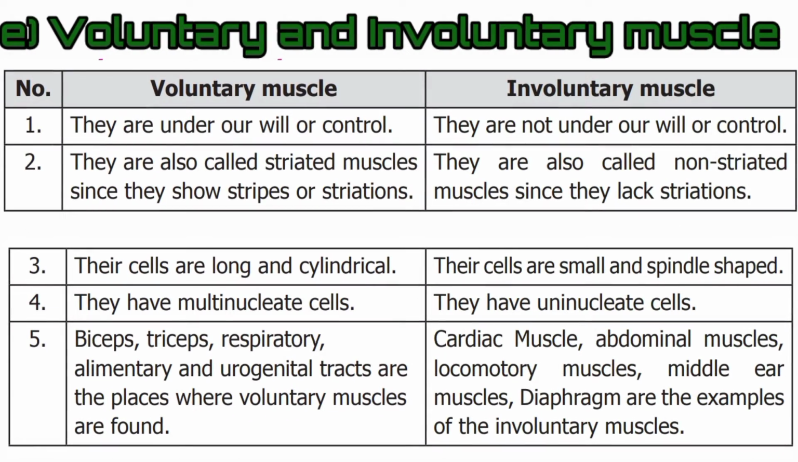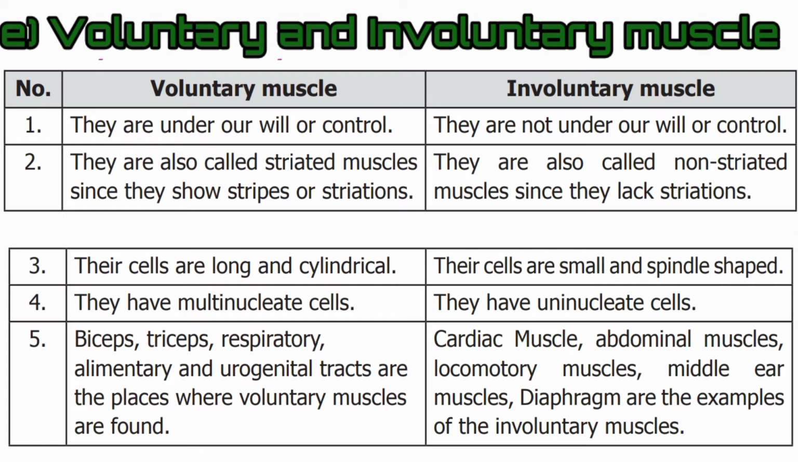Voluntary and involuntary muscle. Voluntary muscle, they are under our will or control. Involuntary muscle, they are not under our will or control. Voluntary muscle, they are also called striated muscles since they show stripes or striations. Involuntary muscle, they are also called non-striated muscles since they lack striations. Their cells are long and cylindrical. Involuntary muscle, their cells are small and spindle-shaped.